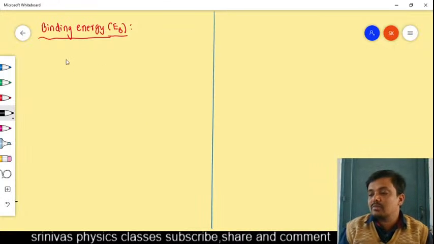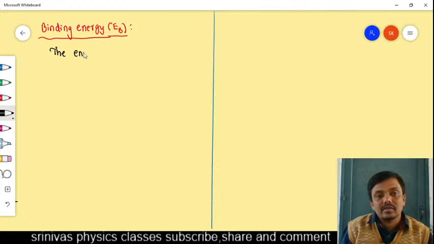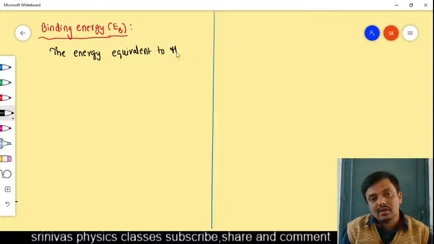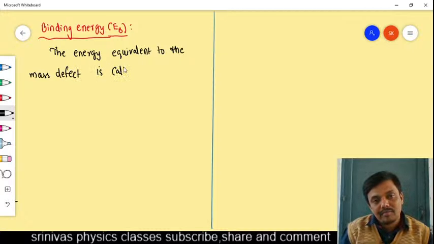The binding energy is nothing but the energy equivalent to the mass defect. Some mass defect is there, and that mass defect is converted into energy. That's why the energy equivalent to the mass defect is called the binding energy. This is one definition.